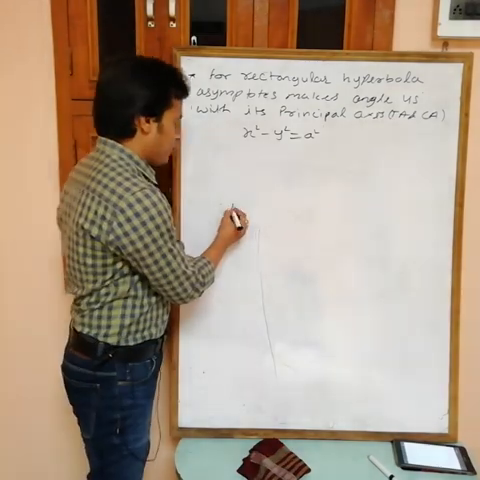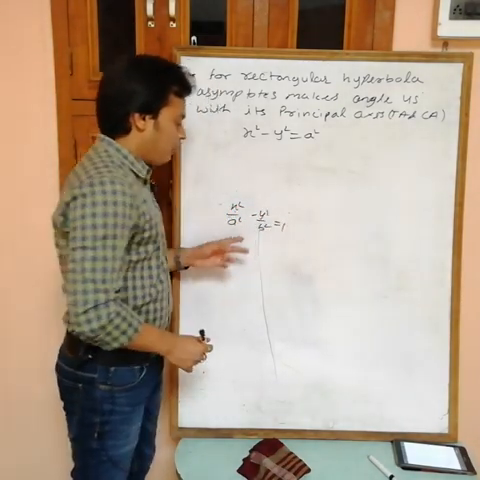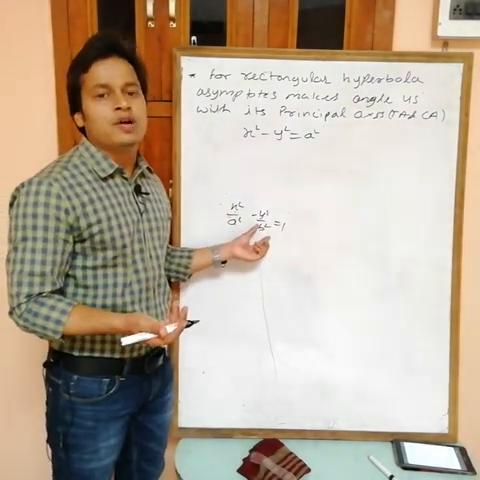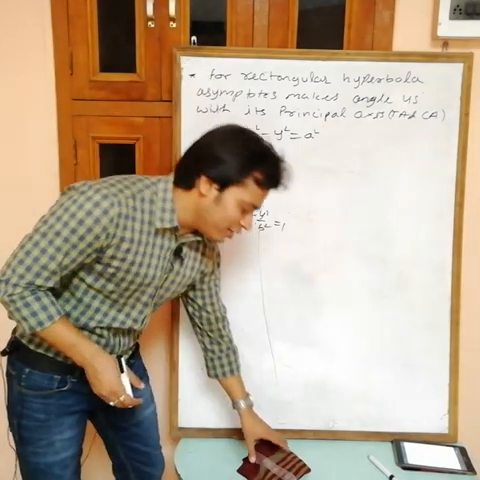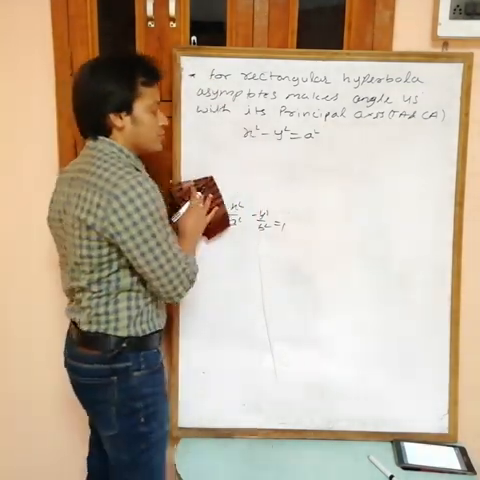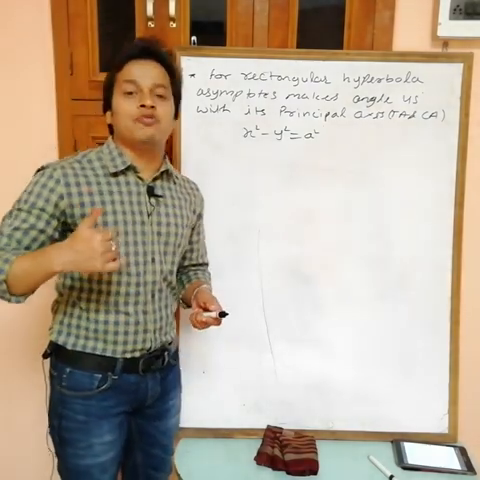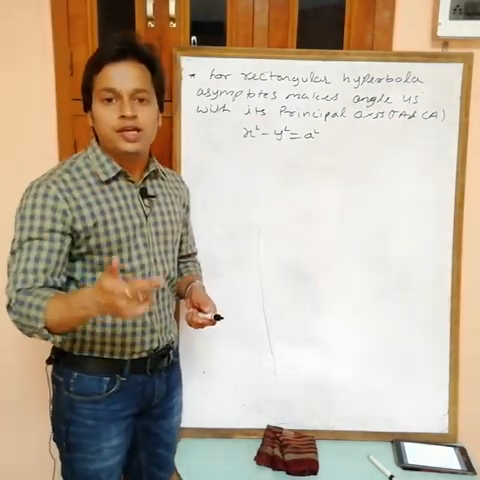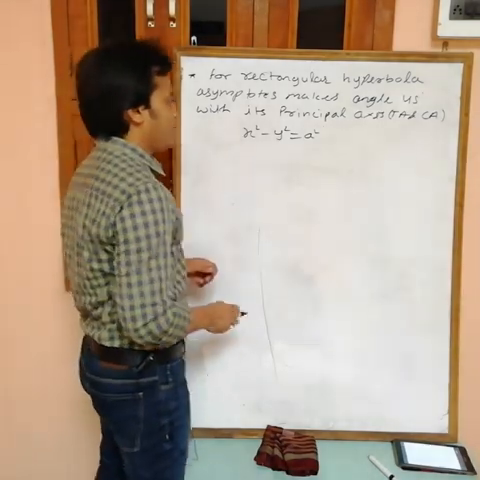So the equation of hyperbola is x square by a square minus y square by b square equals to 1. If a is equal to b, then b square can be written as a square. Take LCM, multiply a square on this side, then what we are getting? x square minus y square equals to a square, with a equals to b. And for a rectangular hyperbola we also have to remember one thing, that the value of e is root 2. So this is the rectangular hyperbola.